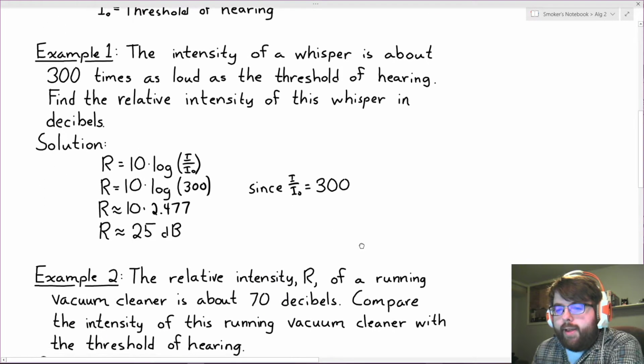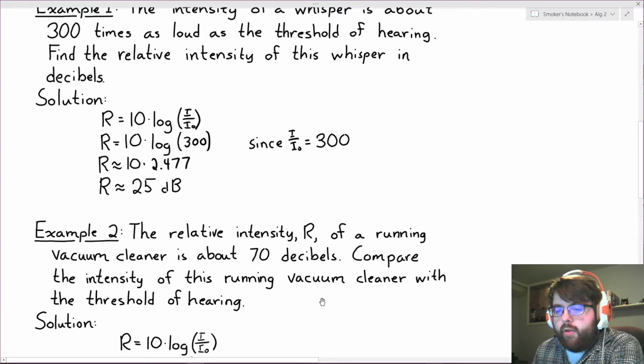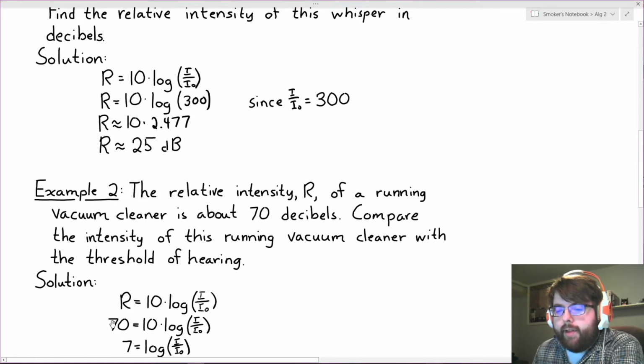Example 2 with the common log. The relative intensity R of a running vacuum is about 70 decibels. Compare the intensity of the running vacuum with the threshold of hearing. In this case, we're actually going to plug in for R. We know the decibels. We have a times 10 over here, so we can divide both sides by 10 and get 7. We want to solve this for I over I sub 0. Think of this whole thing in both these problems as one variable, I over I sub 0, and we're solving for this. So how do we solve for this?